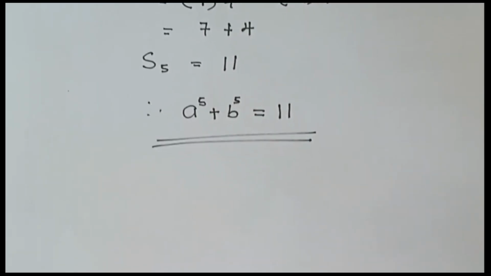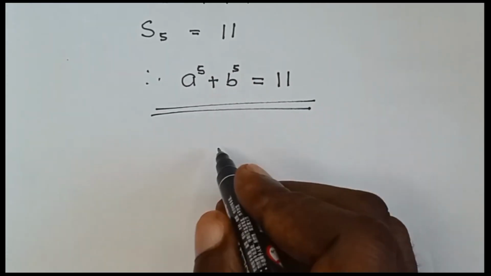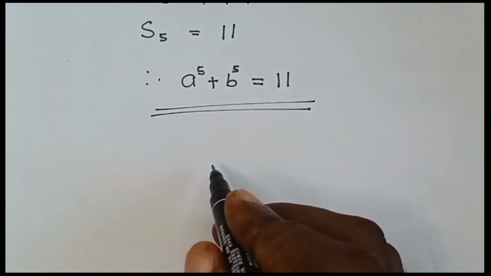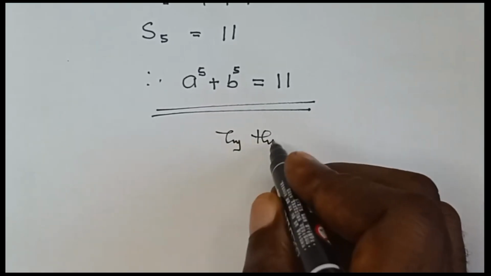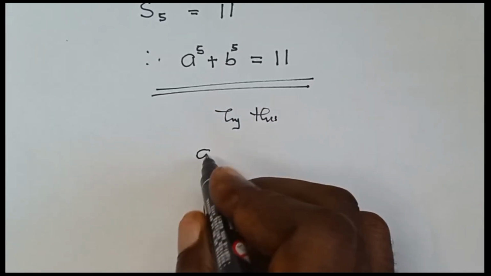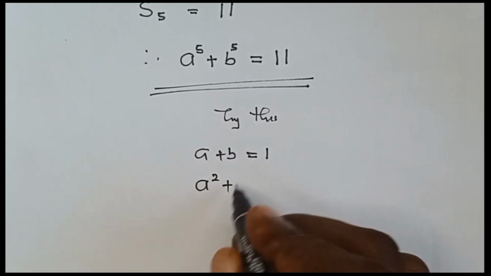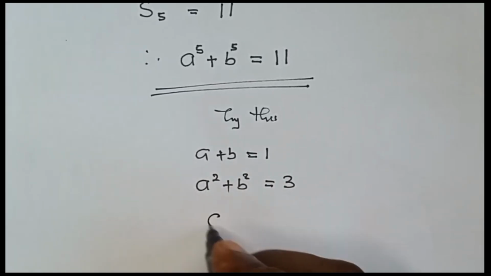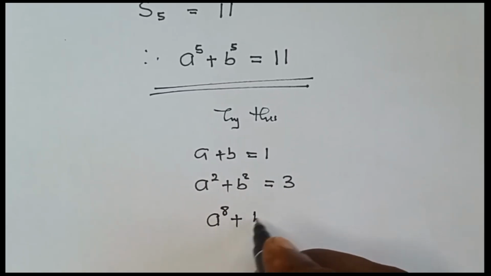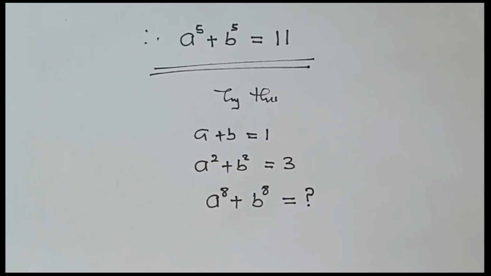All right, so now let's try to solve this. I'm going to give us the same equation, but I'm going to change the sum of the nth power of the roots. All right, so let's try this. If a plus b equals 1 and a squared plus b squared equals 3, the same one, then we are going to find a raised to the power 8 plus b raised to the power 8. So that's the only thing I have changed. Now let's try this and write our answer in the comment section.